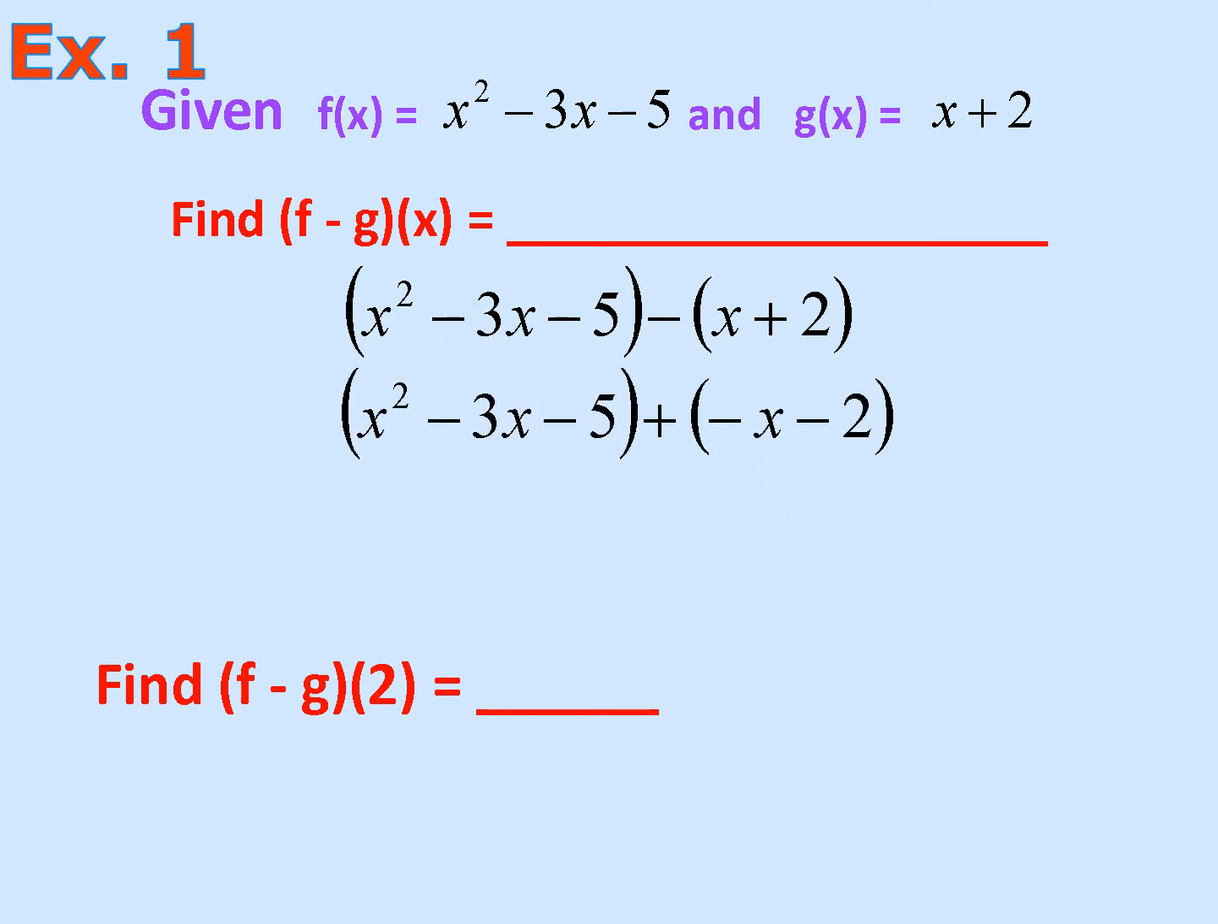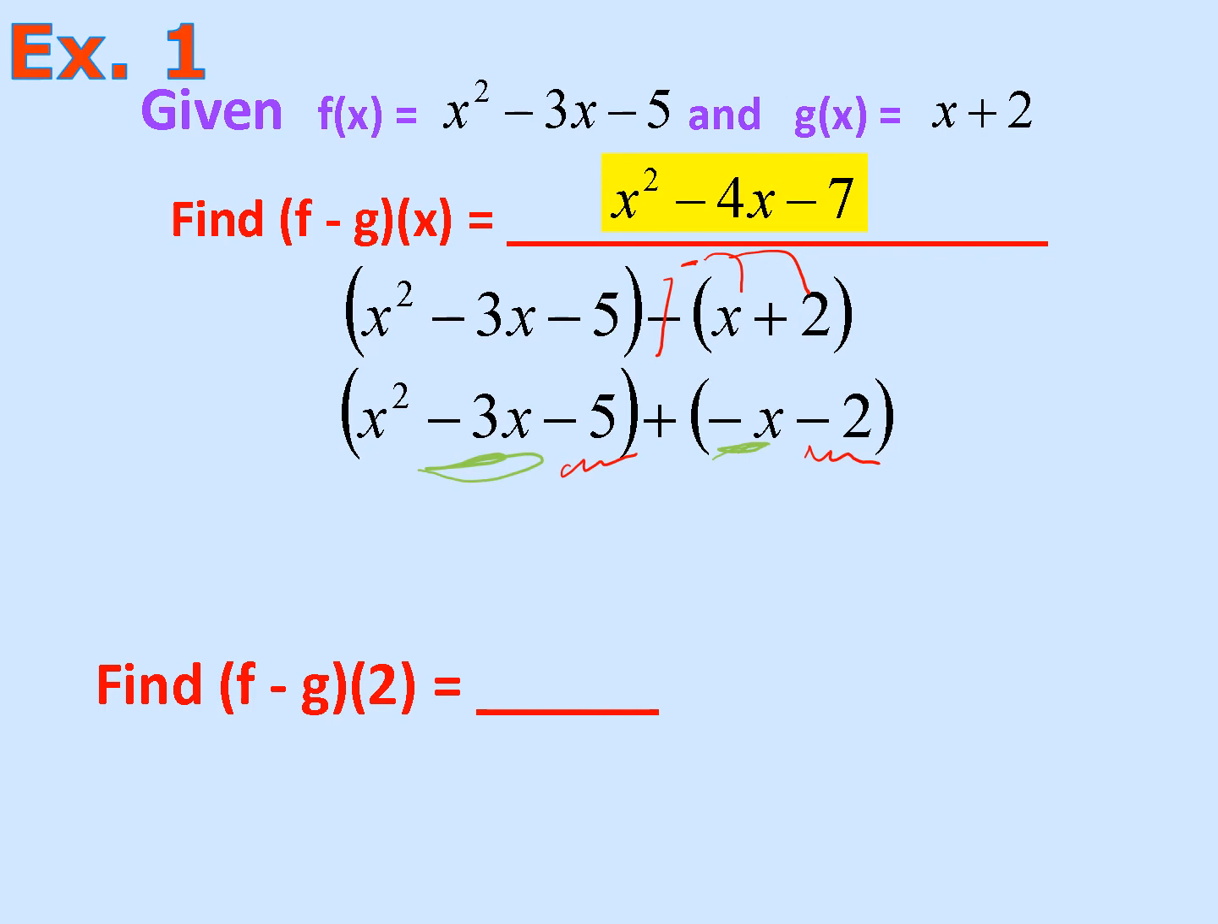What we did to go from step 1 to step 2 is we changed that to be plus a negative, and then we distributed the negative. Now it's simply a matter of combining like terms. So negative 3x and negative x get combined, and negative 5 and negative 2 get combined, and that gives us x squared minus 4x minus 7.